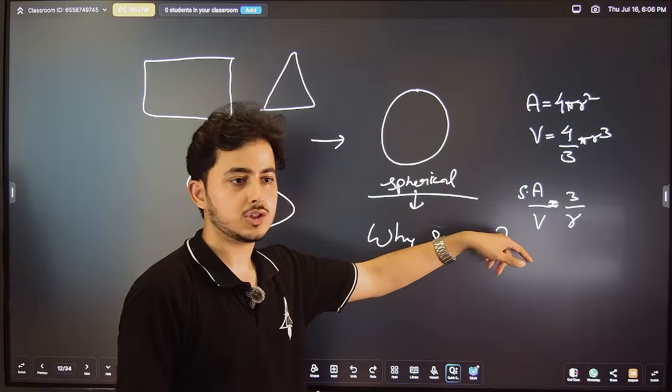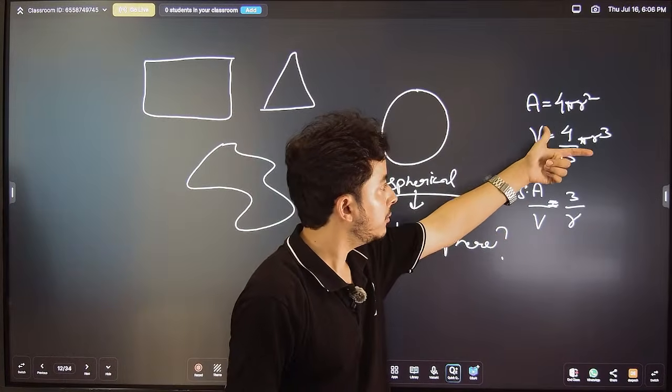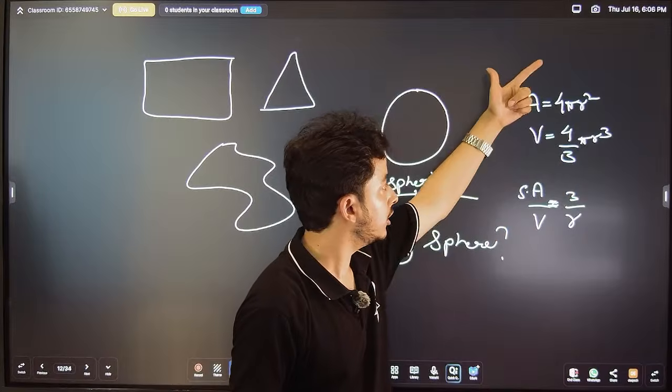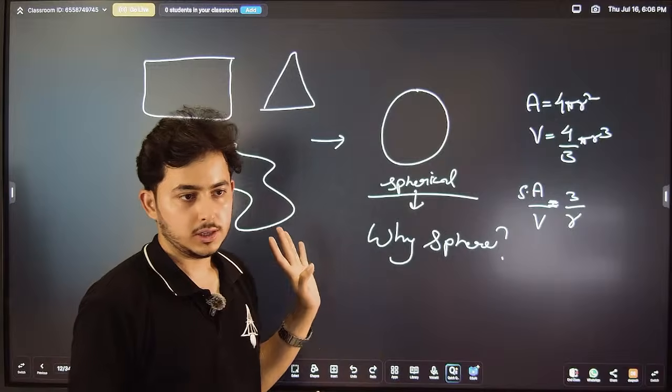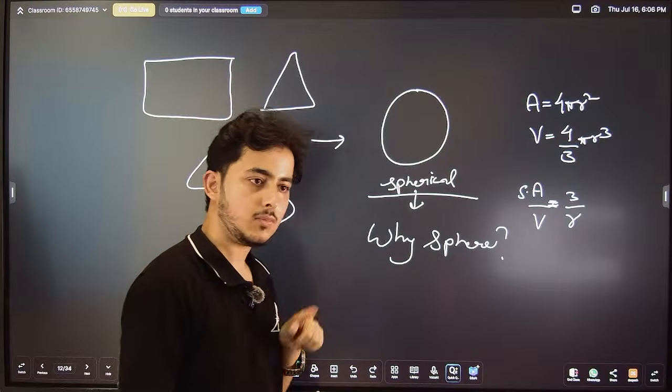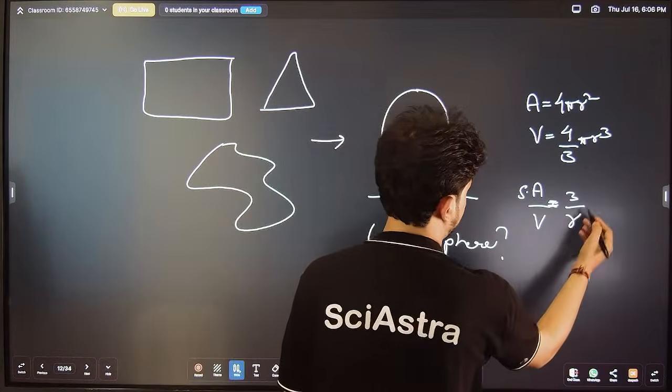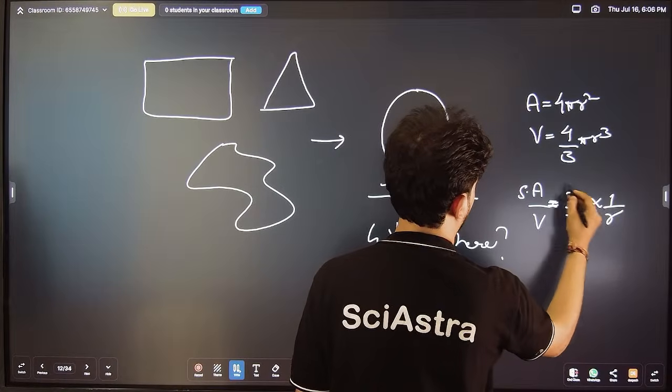Can you do this calculation? 4 pi r square divided by 4 pi r cube by 3. The 3 goes upwards, the 4 pi cancels out, and you get 3 upon r. Is this clear? Clear? So it means surface area by volume is proportional to 1 by r.